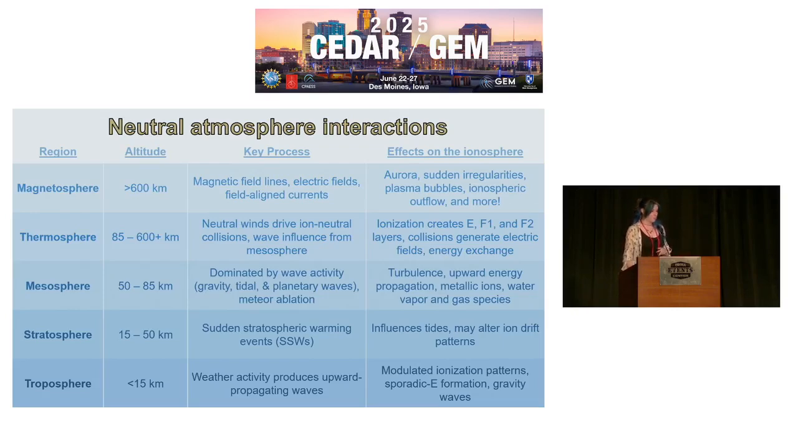And we've got all these neutral winds and wave influence from the mesosphere that leads to some ion-neutral collisions that trigger little electric fields and energy exchange between the particles in that layer. And at the top, we've got the magnetosphere, where all the magnetic field lines are, and electric fields, field-aligned currents, leading to auroras, irregularities, plasma bubbles, all this exciting stuff. Very interesting at the high altitude ionosphere.